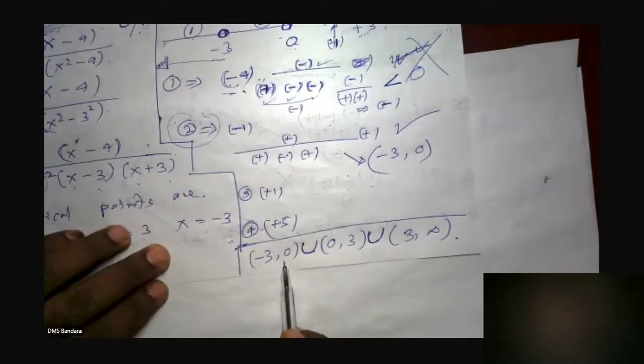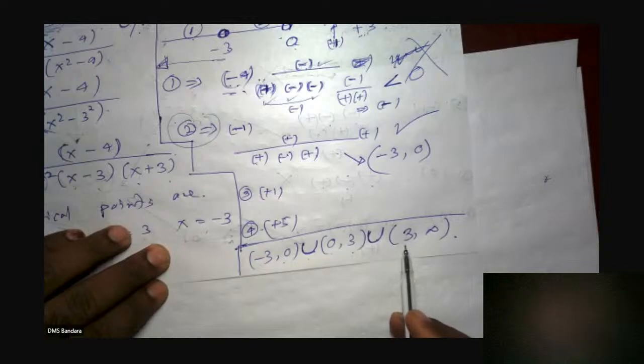This is the answer: (-3, 0) union (0, 3) union (3, infinity). This is the answer for the previous one, right?